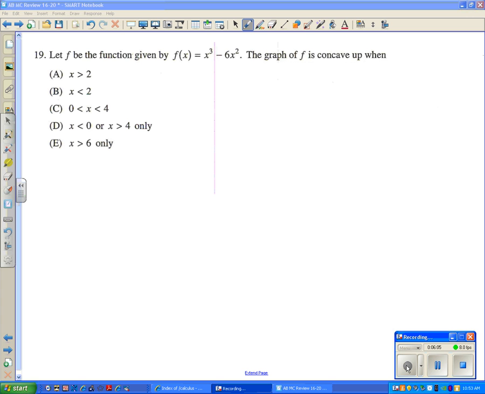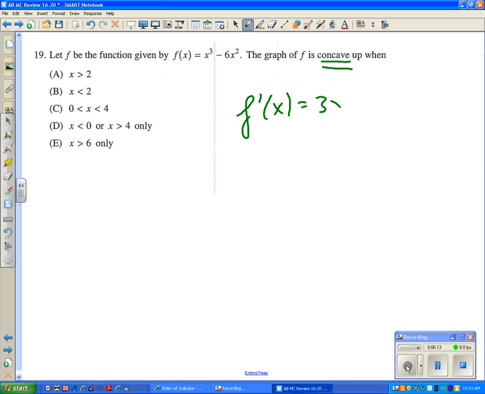This problem is talking about concavity. Concavity has to do with the second derivative. The first derivative, of course, would be 3x squared minus 6x. The next derivative, the second derivative, the one we're interested in, would be 6x minus 6.